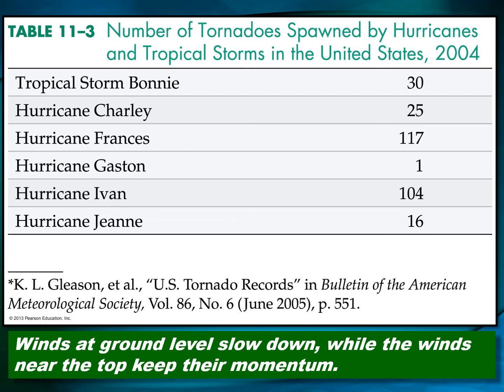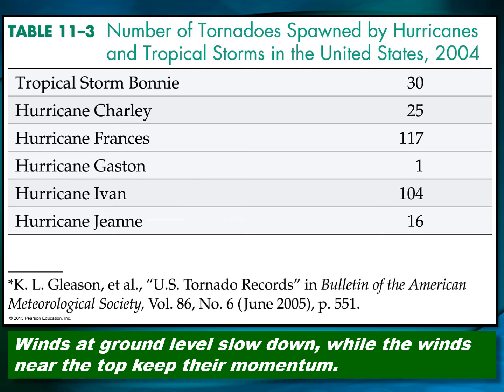So this is just 2004, okay? So Katrina and Rita are not in here because they had not happened yet. But these are the number of tornadoes spawned by hurricanes and tropical storms in the United States in just one hurricane season, 2004. Okay, so Bonnie spawned 30 tornadoes. Charlie, 25. Francis, 117. I wish they'd give us, no, they did give us the years. This is 2004. All right, yeah, that was an airhead maneuver. Gaston, only one. Hurricane Ivan, 104. And Hurricane Jean, 16.